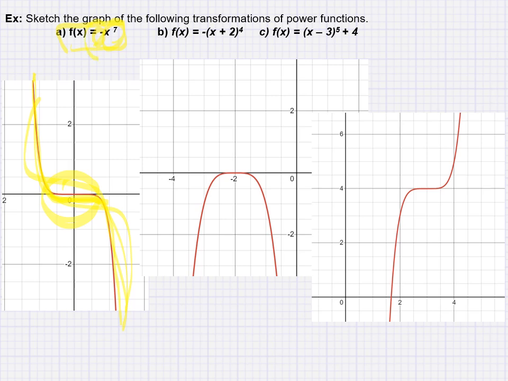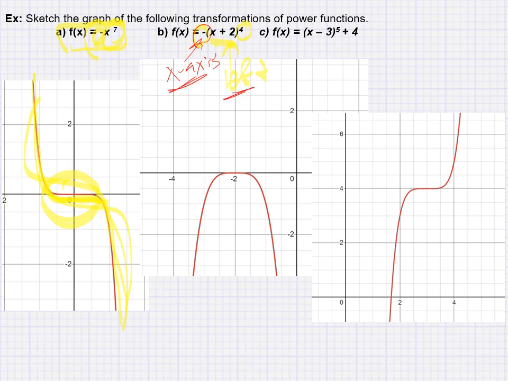All right, here we have a negative on the outside. We have a plus 2 on the inside, and we have a 4th power. So the 4th power tells us the shape. The plus 2 tells us we're going to go to the left, okay? And then the negative on the outside also means we're going to flip it over the x-axis. So remember, flip first, move second.